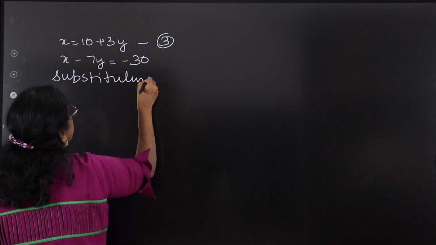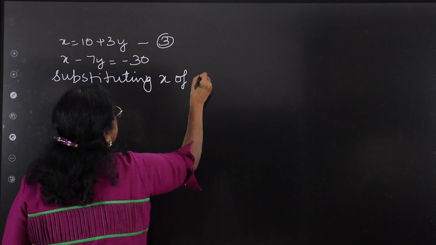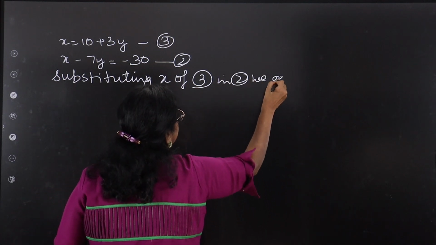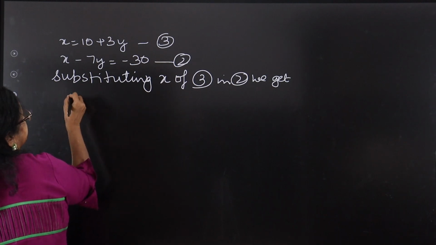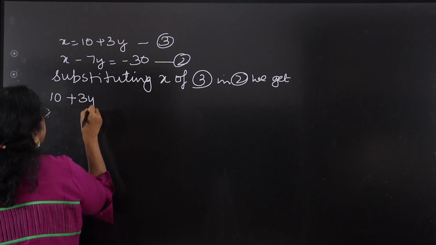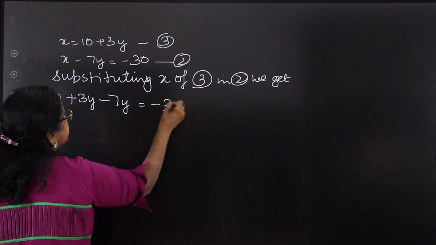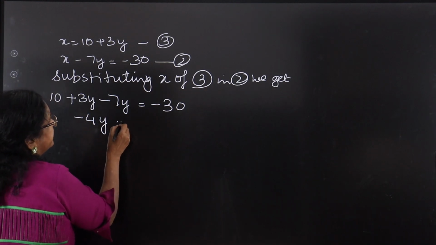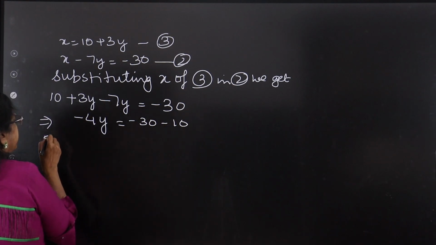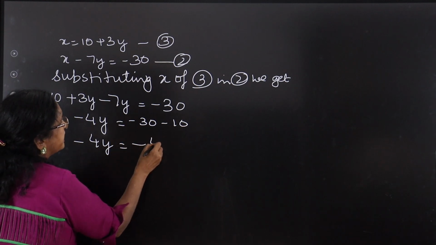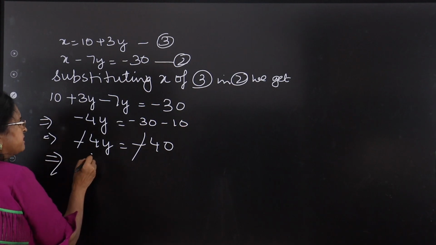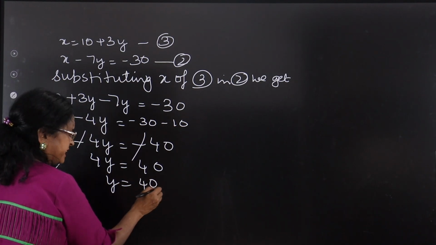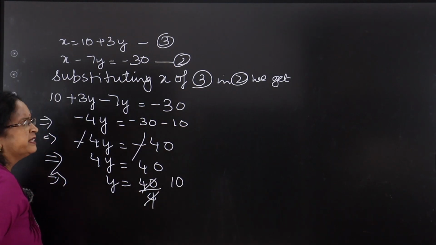Now, substituting x of 3 in 2, we get, what do we get? x, 10 plus 3y, minus 7y is minus 30. That implies 3y minus 7y, minus 4y, is minus 30 minus 10, which implies minus 4y is minus 40. Cancel negative sign. 4y is 40. Implies y is equal to, guess children, correct, 10. 40 by 4, that is 10.